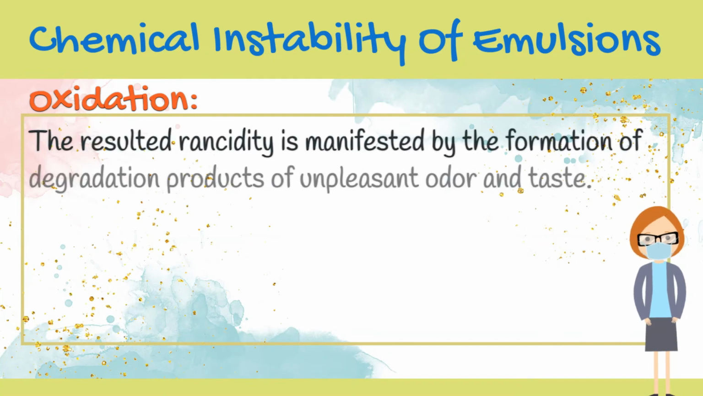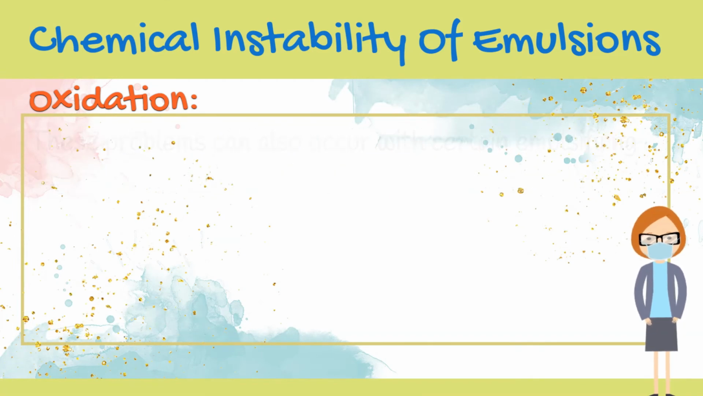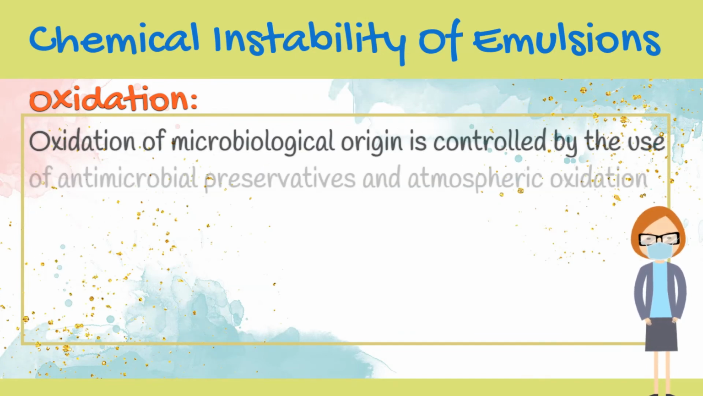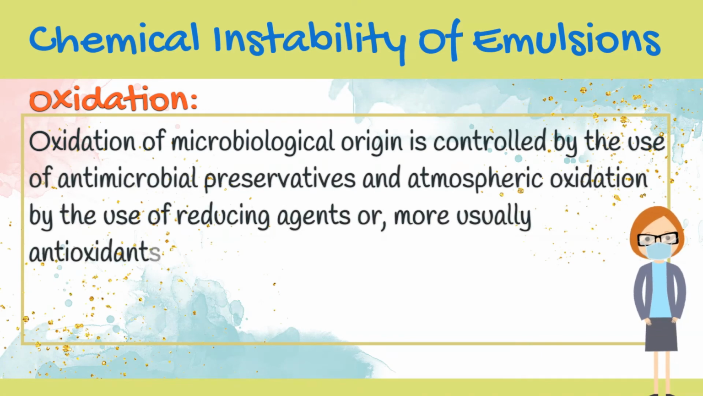The resulting rancidity is manifested by the formation of degradation products of unpleasant odor and taste. These problems can also occur with certain emulsifying agents, such as wool fat or wool alcohols. Oxidation of microbiological origin is controlled by the use of antimicrobial preservatives, and atmospheric oxidation, by the use of reducing agents or, more usually, antioxidants.